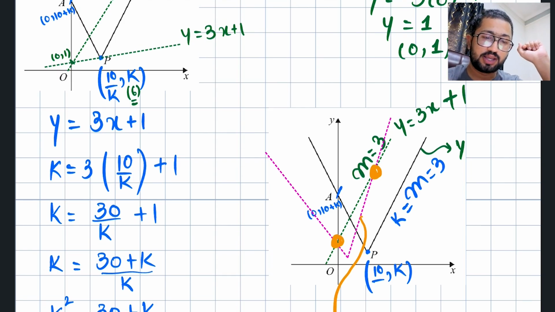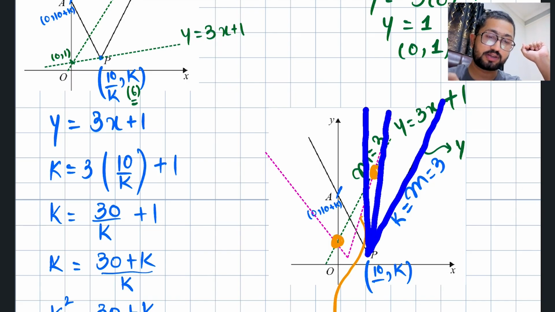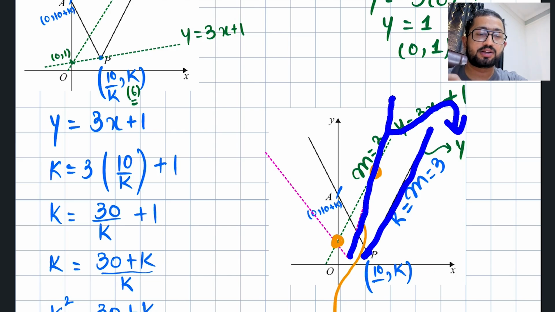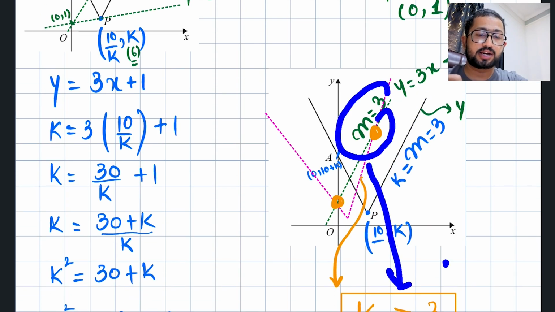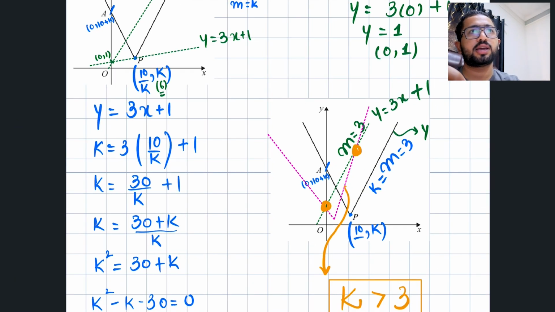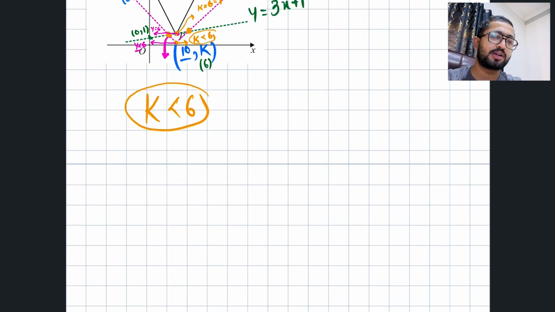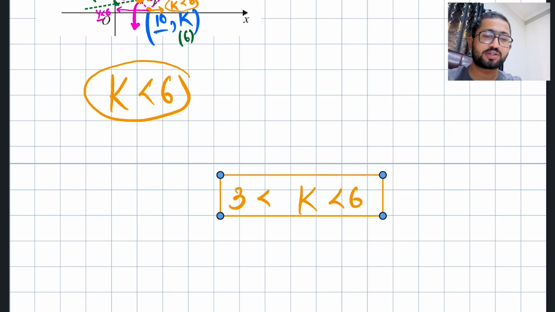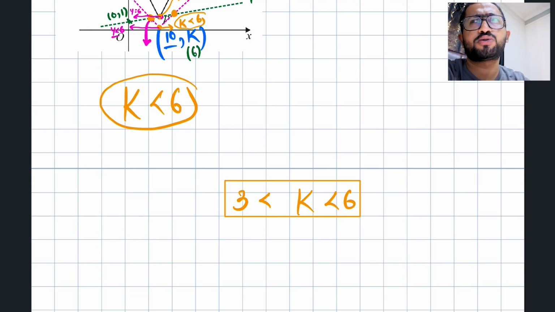That is only possible if this line gets greater steepness. Alright, so obviously beta, this line has greater steepness than this black line, so that is only possible when m is greater than 3. M is actually k, and k is greater than 3. So your final answer will become k greater than 3 and k less than 6. We did this type of question in our modulus function. We will always almost have 2 types of questions on distinct points in modulus function.